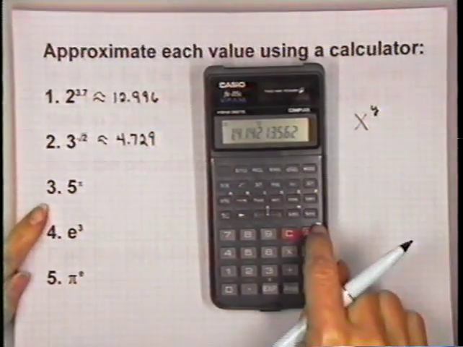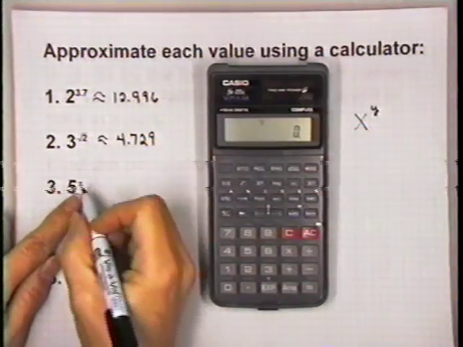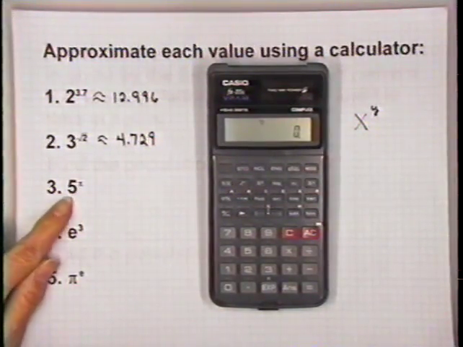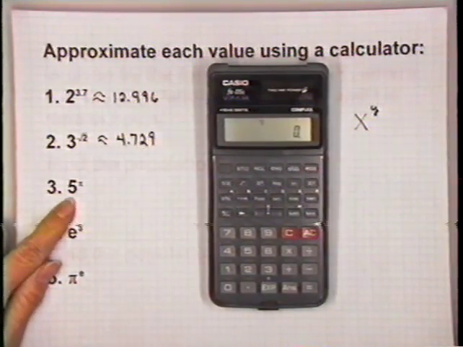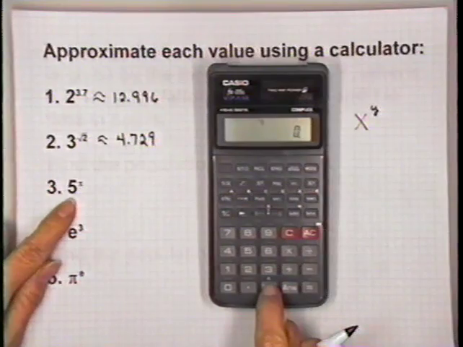Okay, let's go on down to our third example here. This is kind of unusual. I have 5 as a base, and if you can see that, that's a pi as an exponent, 5 to the pi power. Now, most calculators will have a button for pi. My little pi button is right down here, so you might want to look for that button on your calculator.